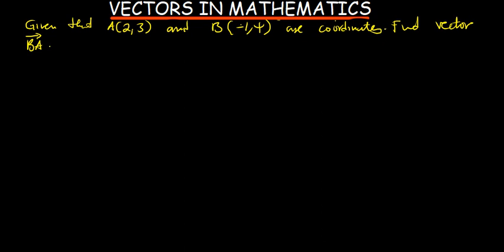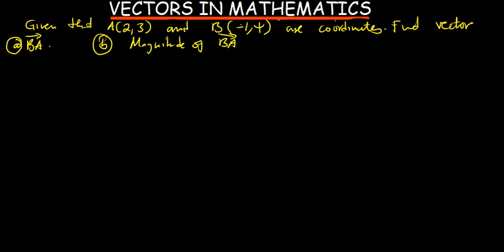Given that A, which is (2, 3), and B, which is (-1, 4), are coordinates, find vector BA. Okay, find vector BA. This is going to be the first question. Find vector BA, and then the second one, we are going to find the magnitude of BA. Okay, let's look at these two questions.